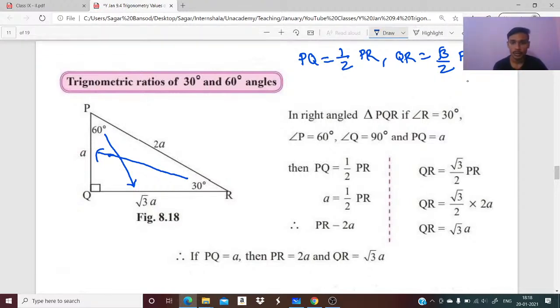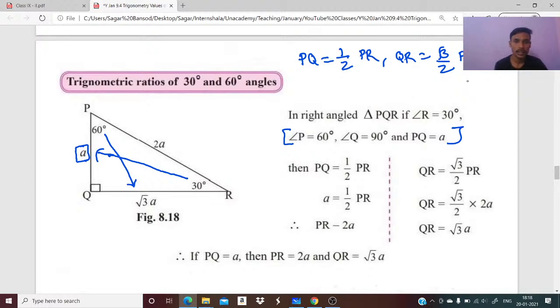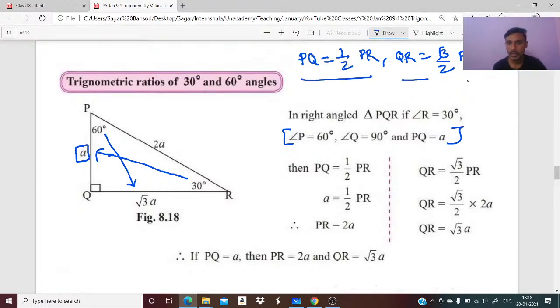Now if I give you some information regarding the triangle, in triangle PQR, this angle is 30 degree, this is 60 degree and this is 90 degree. Suppose the length of side PQ is A centimeter. Then using these two equations, we can find out the length of PR as well as QR.